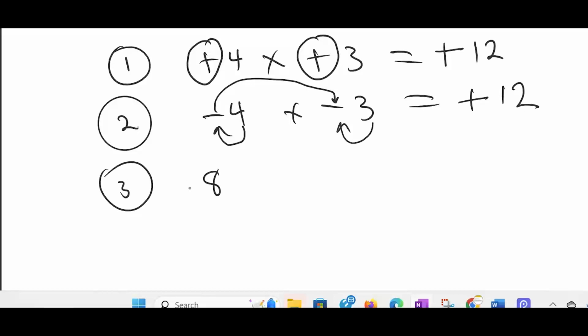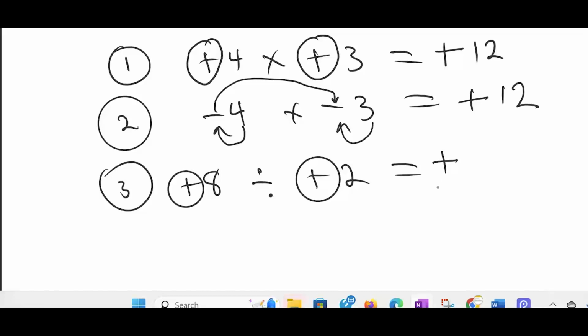So let's look into another one. We have positive 8 divided by positive 2. In this case, you want to divide positive 8 by positive 2. If you look at the sign here, this is positive, and the sign here is also positive. So we know that similar signs combine together to become positive. Then we have combined the two signs, and we can now say 8 divided by 2, and that will be 4.